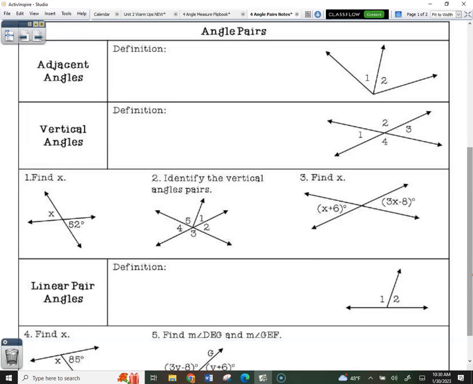Okay? So this is another one of those really important sheets that has the groundwork for helping you the rest of the semester. I want you to highlight adjacent angles, vertical angles. Now this one's tricky. I only want you to highlight linear pair. Don't highlight the word angles there. There's a reason, and I'll tell you why.